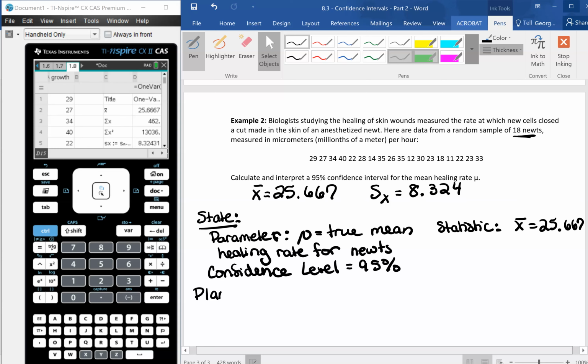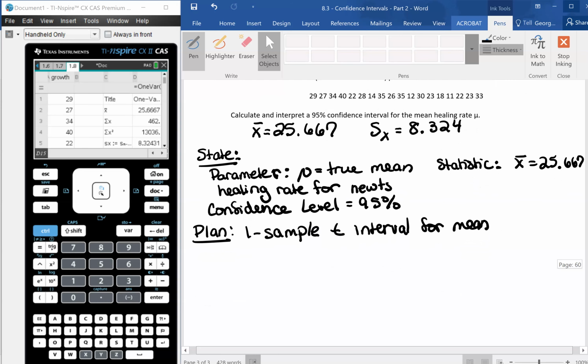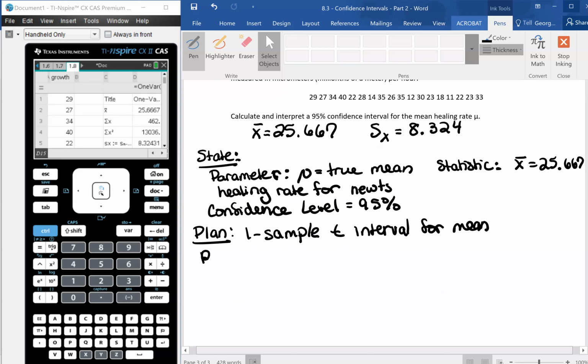Alright, then plan. You gotta name what we're doing and then check the conditions. So we are doing a one sample t interval for mean. Alright, then we gotta look at our conditions. So for random, we're good. They said it was a random sample. For 10%, there are way more than 180 newts in the world.